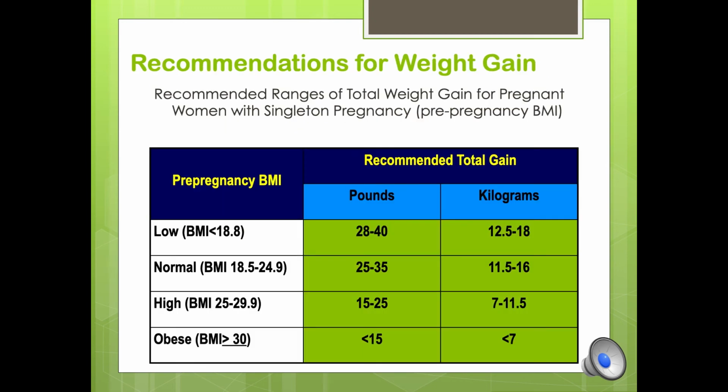The Institute of Medicine and National Research Council revised the guidelines for weight gain in pregnancy, and this continues to stratify suggested weight gain ranges based on pre pregnancy BMI. So, if you can see here, for those with low BMI, the underweight, the recommended weight gain the whole pregnancy is 28 to 40 pounds, which is 12.5 to 18 kilograms. And for those with normal BMI, it's 25 to 35 pounds. For the overweight, with a BMI of 26 to 29, that is 15 to 25 pounds. And for obese patients, the weight gain should at most be 15 pounds.